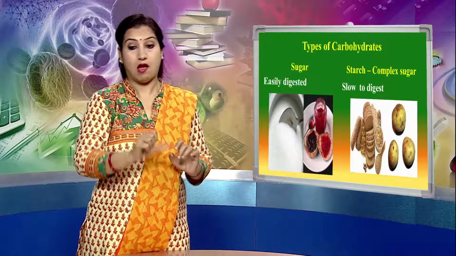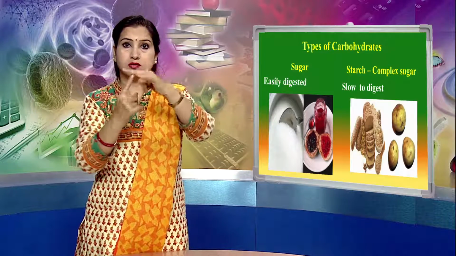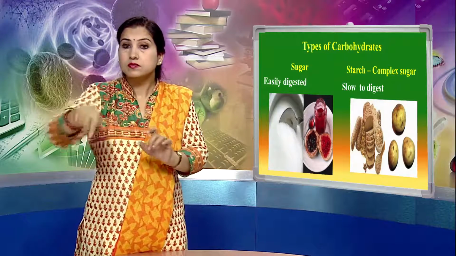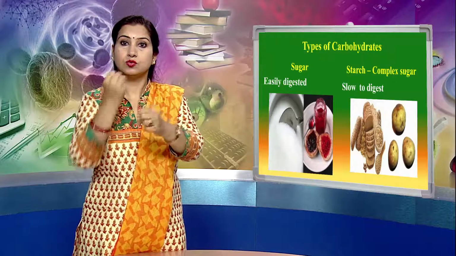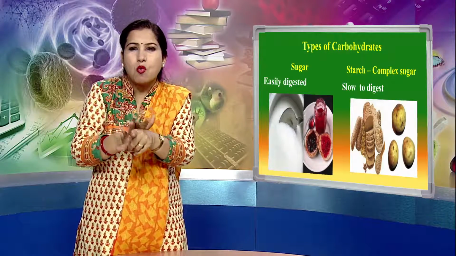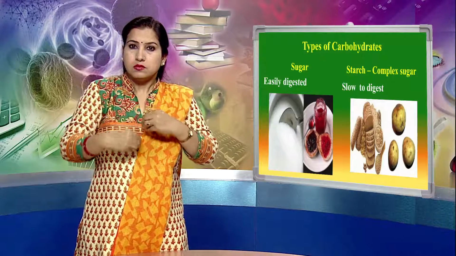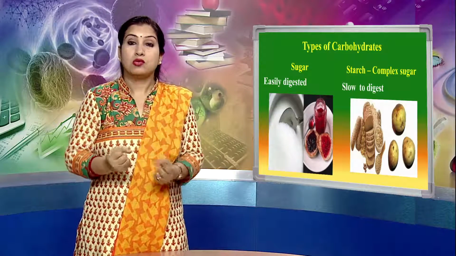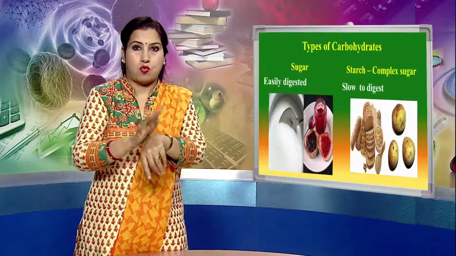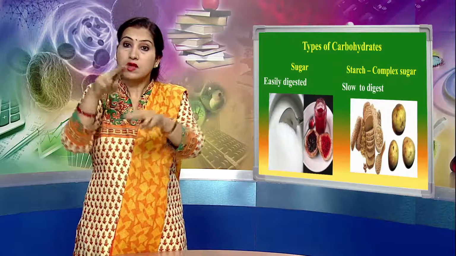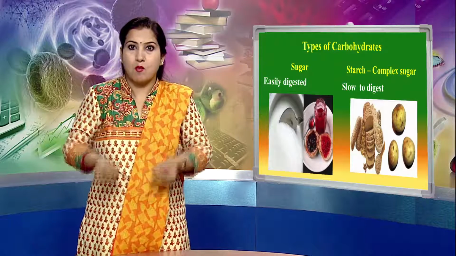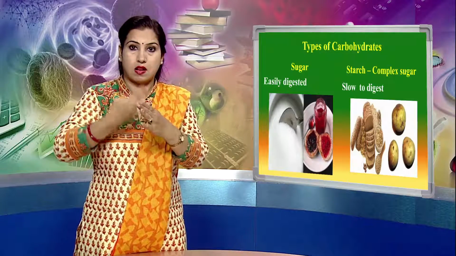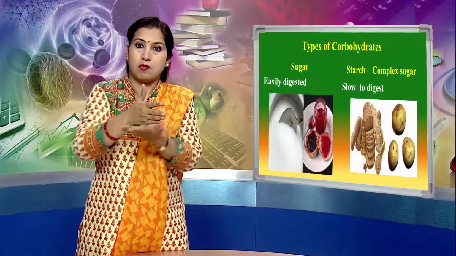The other type is starch. It is also known as complex sugar. It is slow to digest, so release energy steadily. It contains fiber, so it is good for health. And the sources are rice, potato, bread, dal.